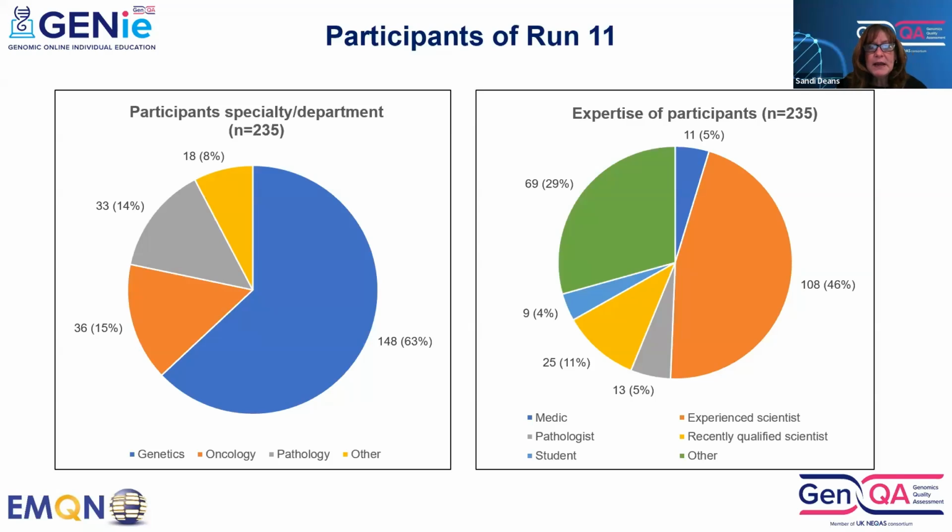Then we have 11% who are recently qualified scientists. So again, it's very much into a registered clinical scientist element of the workforce. Then we have both 4 or 5% for the remaining, which are medics or pathologists or students. So I think it's really great to see that we have a wide spread of different backgrounds, not just in specialties and departments, but the different roles that people are performing within the workforce. So thank you for submitting that data. Next slide, please.